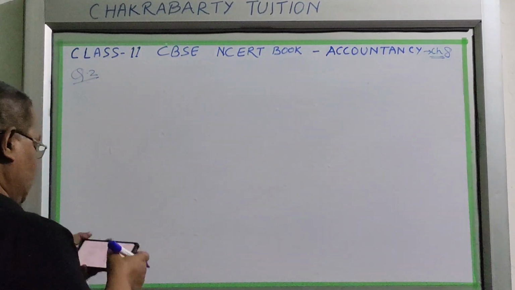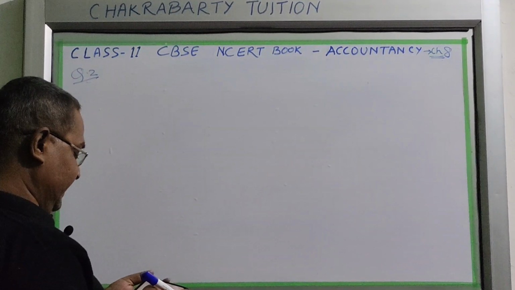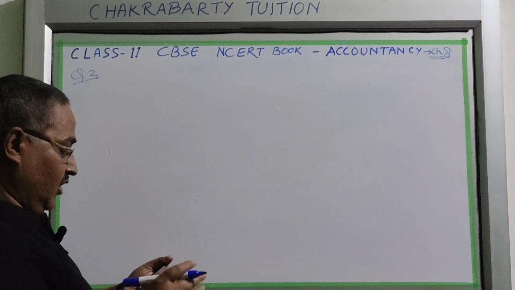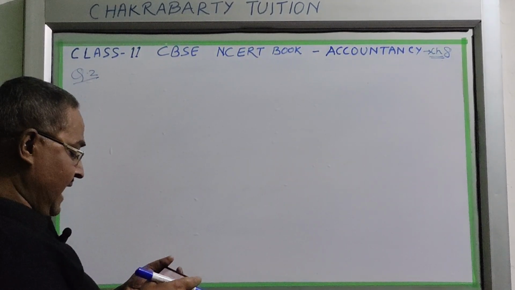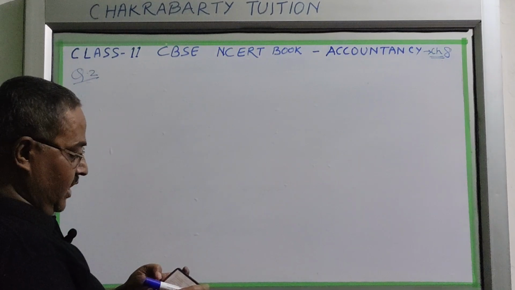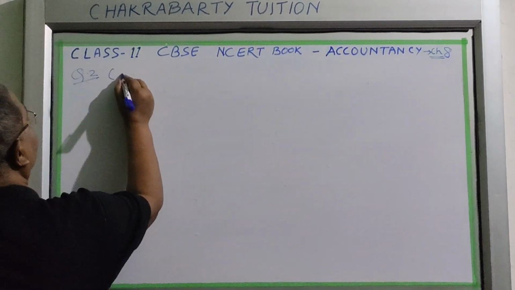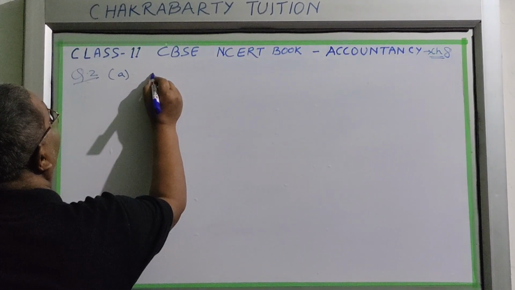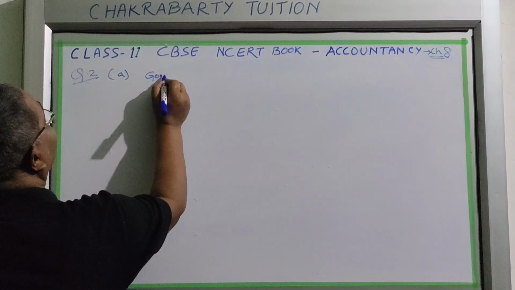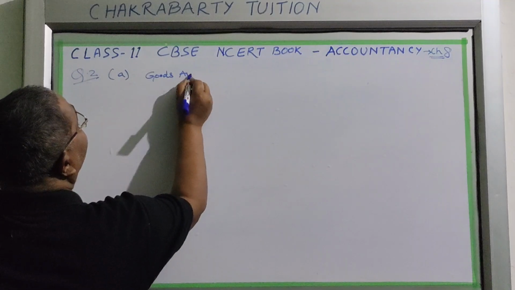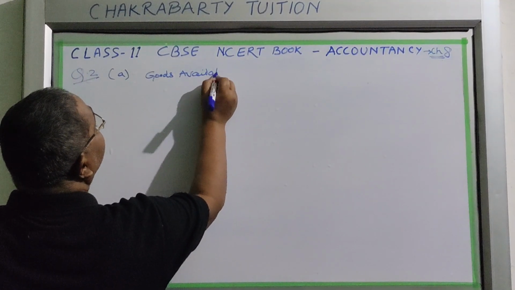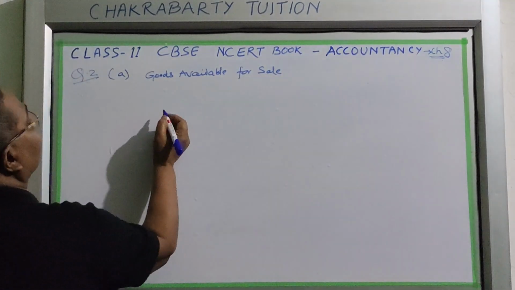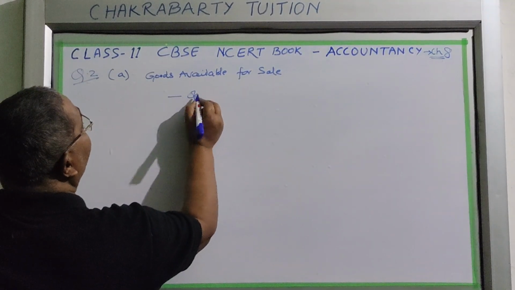In question number 2, you are given some figures and asked to calculate the cost of goods available for sale, the cost of goods sold during the year, and the gross profit. Okay, so in part A we are going to do the cost of goods available for sale. Goods available for sale starts with the opening stock.